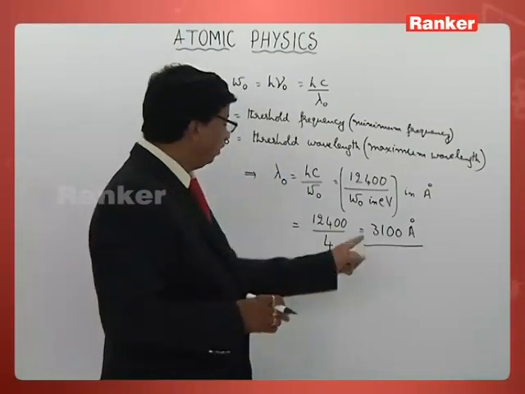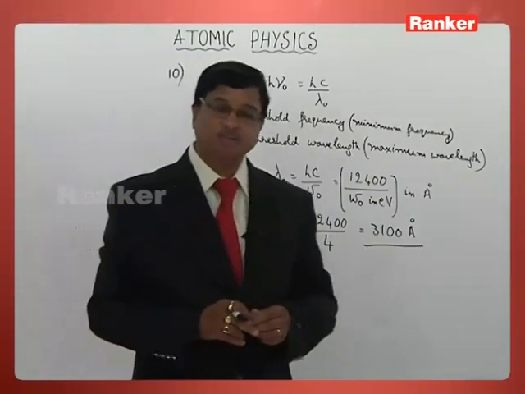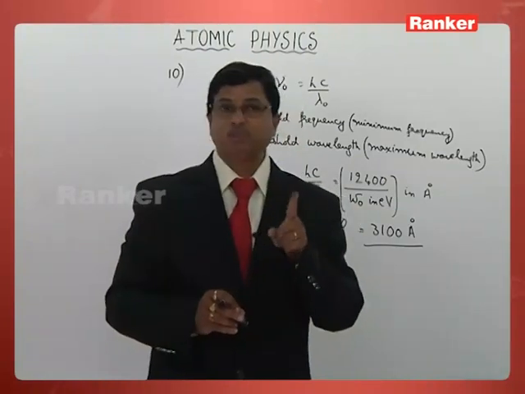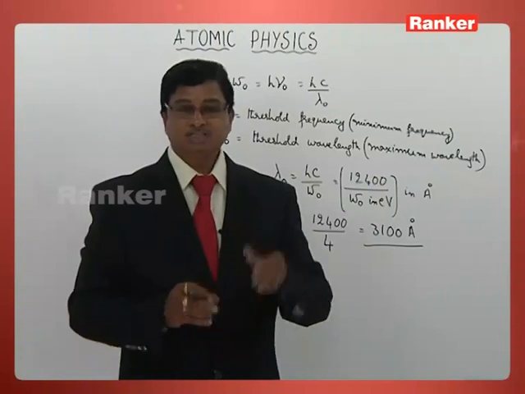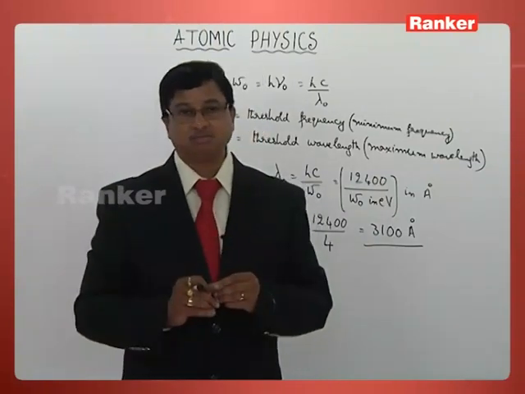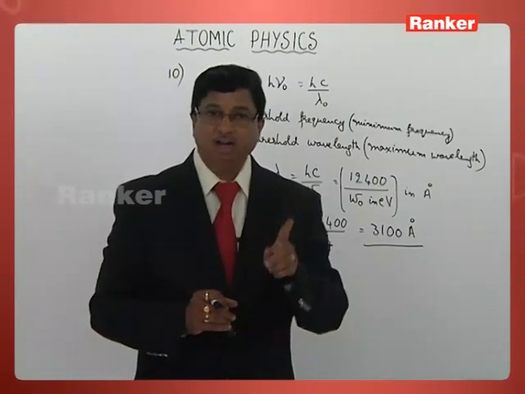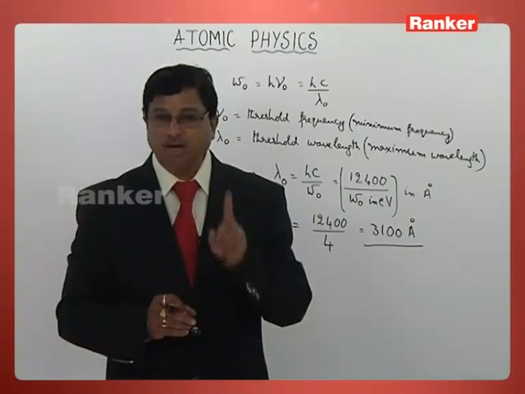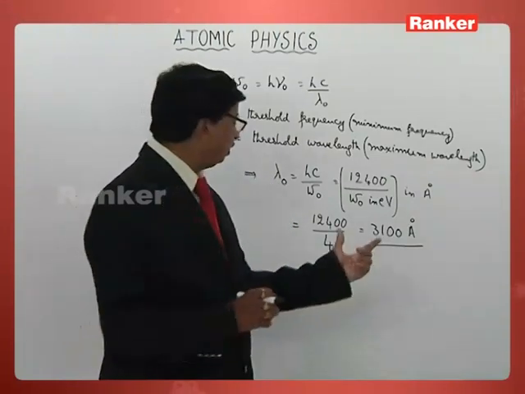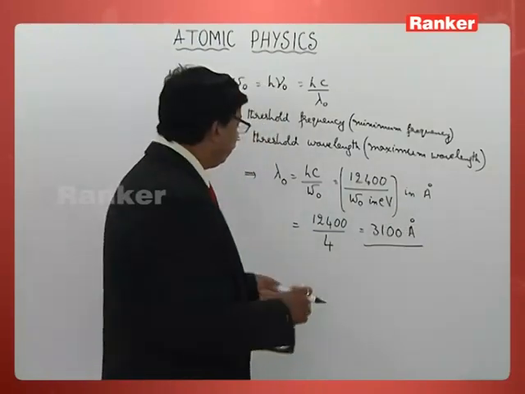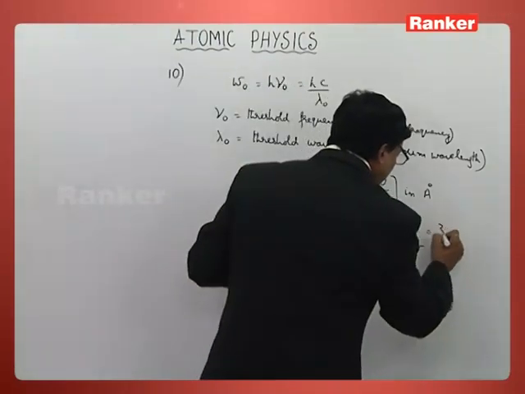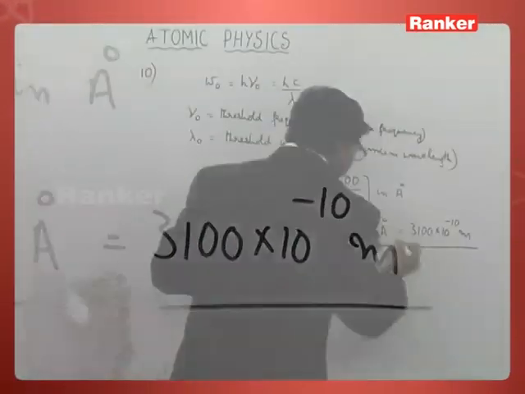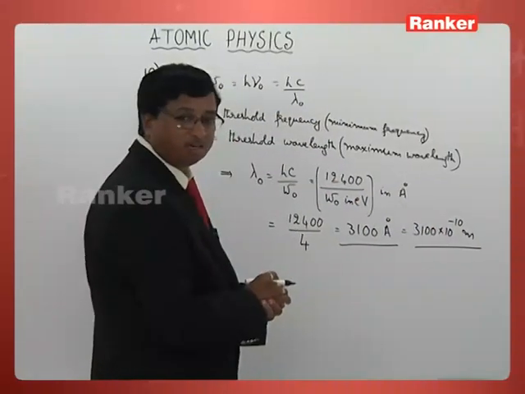Fine. But what are the options he has given, you see? First option says 340 nanometer. Nano is 10 power minus 9, we all know. Second option is 400 nanometer. Third option is 310 nanometer. And fourth option is 220 nanometer. So what is this angstrom? We all know it is nothing other than 3,100 into 10 to the power minus 10 meter. That is actually the wording. But angstrom is 10 power minus 10 meter.